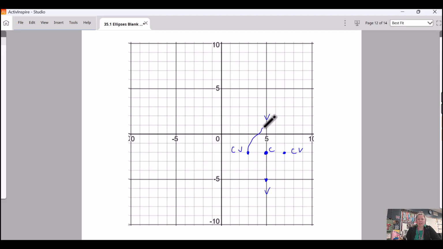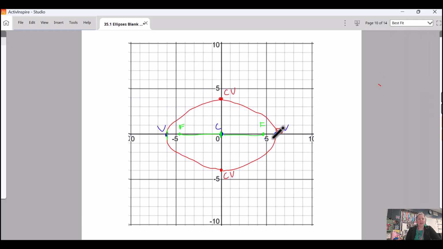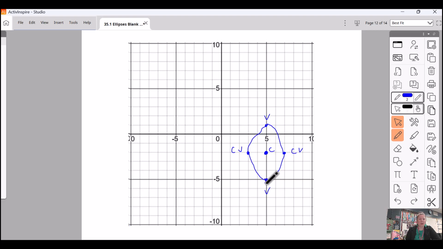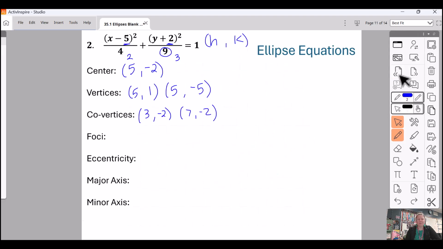And then I can connect, oh goodness, this is bad. I can connect all my points as beautifully as possible to get your ellipse. And that is what our shape is going to look like. On the last problem, we had a horizontal ellipse because our shape is longer on the horizontal axis. This time, the longer axis is my vertical axis, and so that's going to be a vertical ellipse.